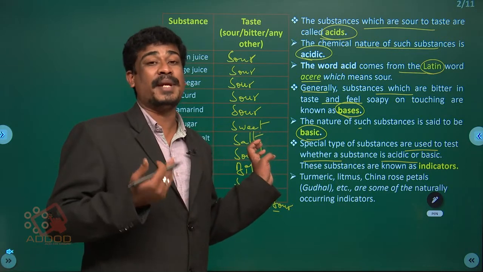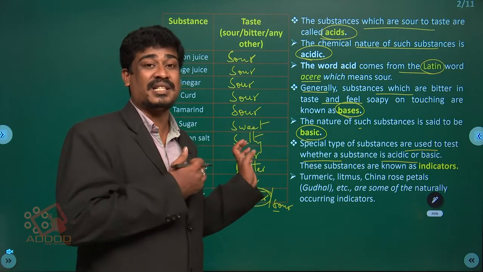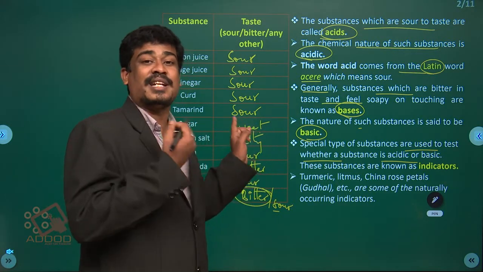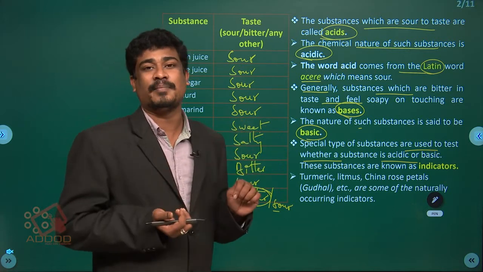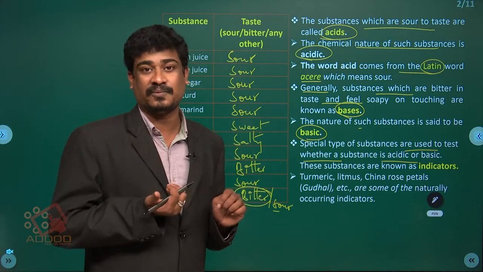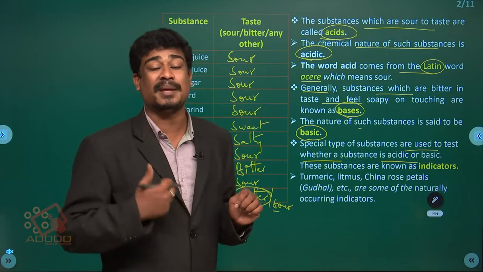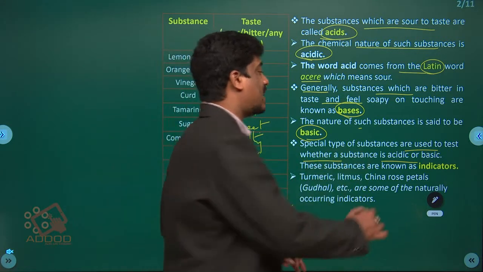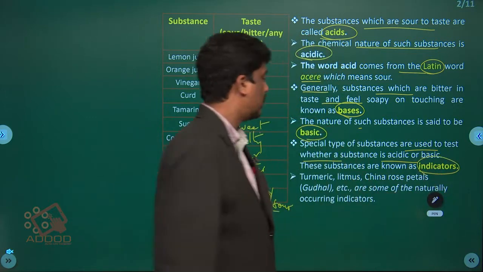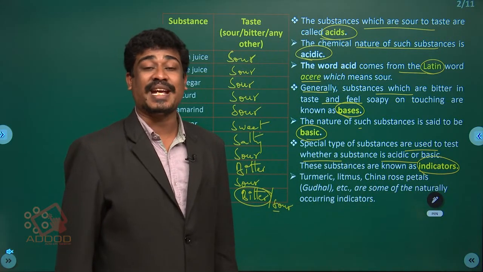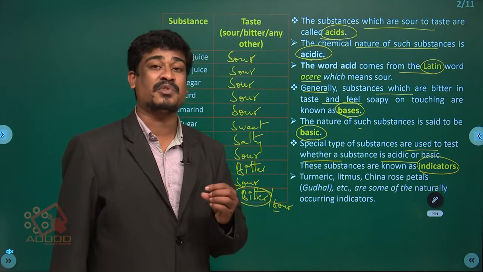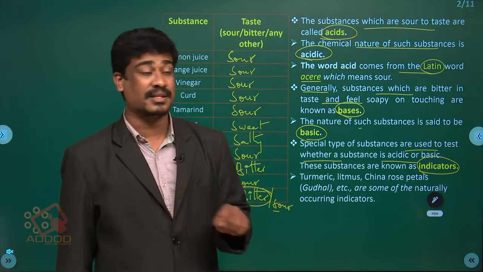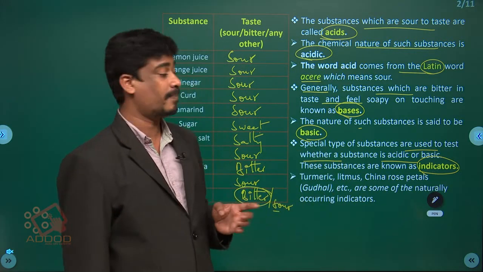So if we take some chemicals, can we taste them? We cannot taste them. Why? Because those are harmful to us. For that, solutions can be tested with different substances, which we call indicators. The substances which are useful to test whether a substance is an acid or a base are called indicators.